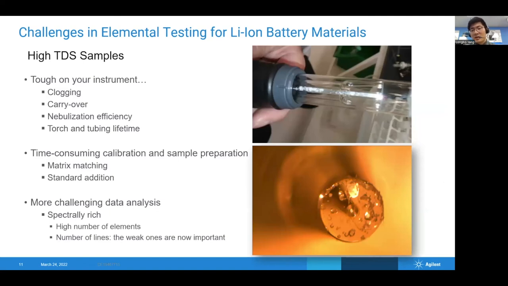High TDS samples are tough on the instrument in a way that it will precipitate solids and clog the nebulizer and the injector of the torch. It will also cause a lot of carryover issues and reduce the lifespan of the consumables. It might even cause the plasma to go out if you have a horizontal plasma. It will also create a lot of non-spectral and spectral interferences, which requires matrix matching or standard addition method to deal with. So this means some of the wavelengths that are less sensitive might be more important now because the sensitive ones might have too many interferences.